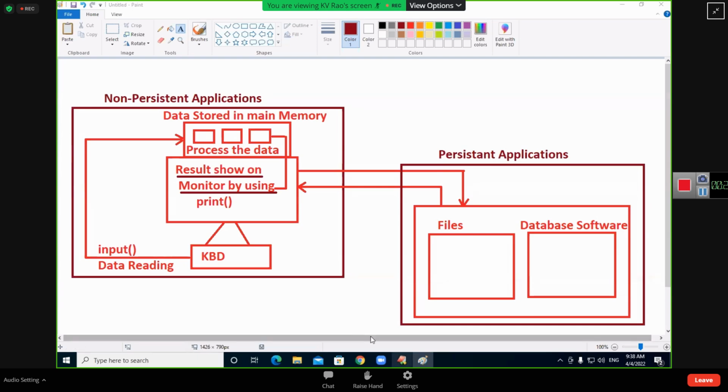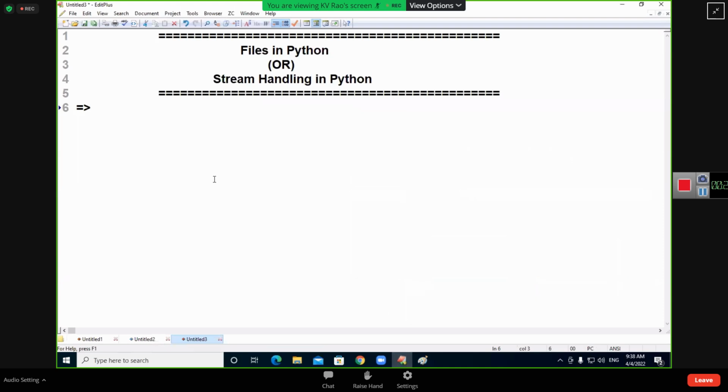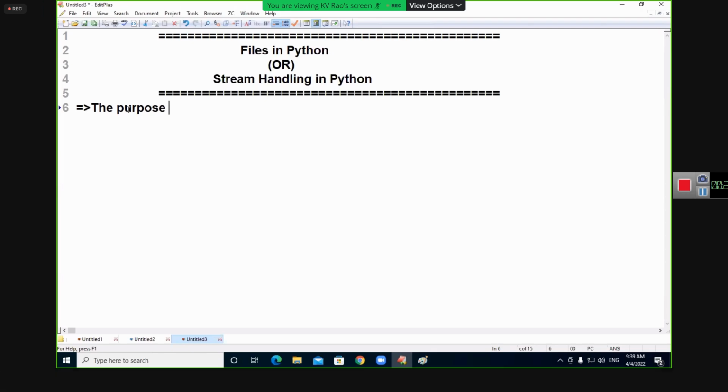Good. Now I'm going to enter into the concept of it. Let us come to the first topic. I will write it. What is the use of files? They will ask you, what is the use of files? To store the data. Good. The purpose of files. First topic, purpose, I will write it. What is the purpose of exception handling? To build robust applications. Robust means what? Strong.